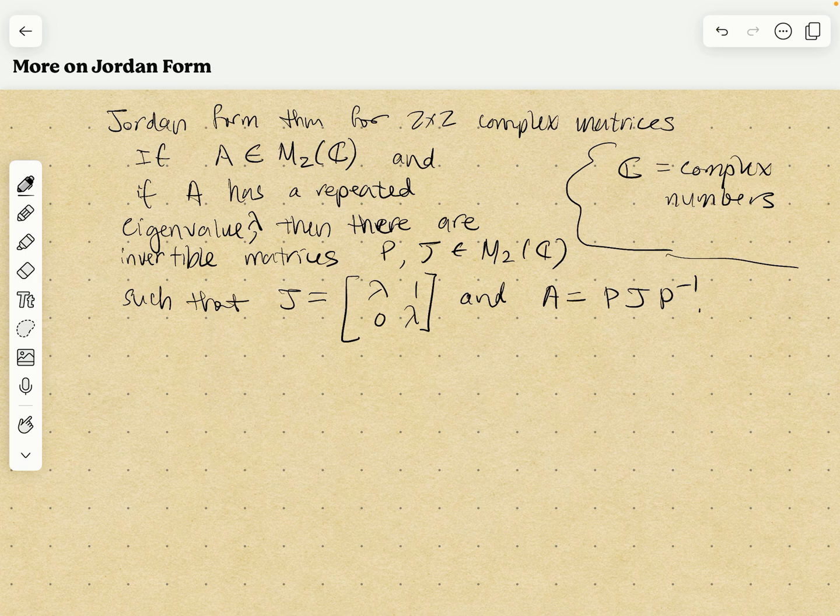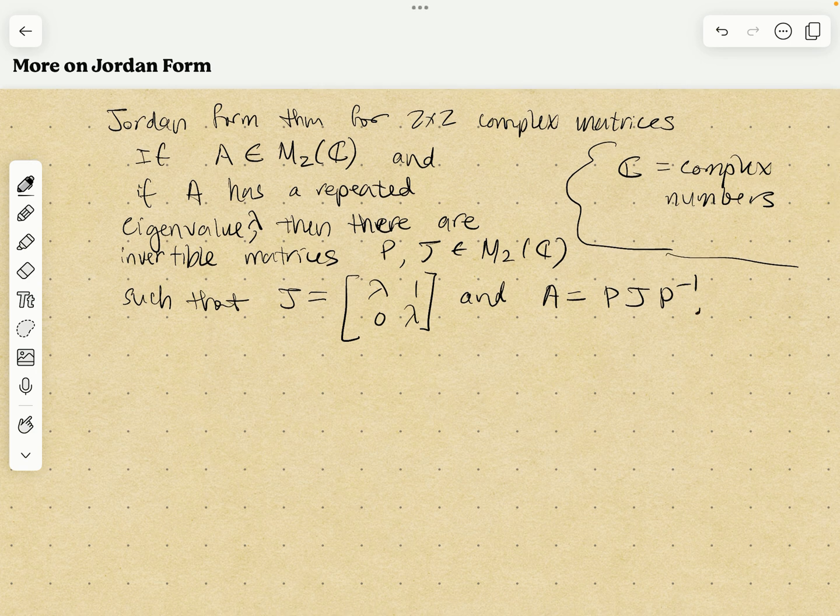Okay? And we talked a bit before about finding J. It is easy because you just find the repeated eigenvalue of A, and then that's the matrix J, right? You just find lambda and then write down the matrix J. But how do you find the matrix P in the A equals PJP inverse?